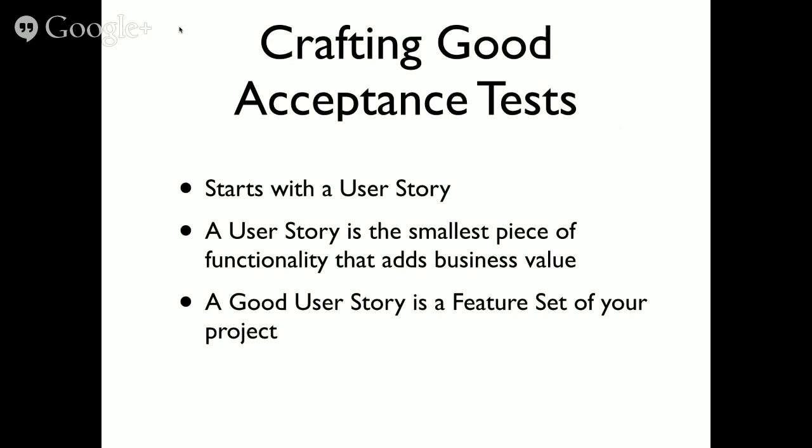It starts with a user story, and if you know anything about agile development at all, a big component of it centers around user stories. Basically, a user story is the smallest piece of functionality on your project that adds business value. And a good user story is the feature set of your project. So a user story might be managing a user. As a user, that's a member of this site, I need to manage my user profile. And then all of your acceptance tests will be written around testing all of the components of managing the user's profile.